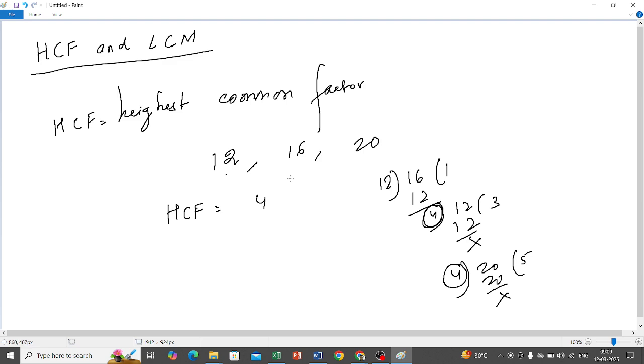Is there any number? Think about it. More than 4 is 5. Does 5 divide 12 and 16? No. More than 5 is 6. Does 6 divide all these? No. 7? No. 8? No. 10? No. So 4 is the largest number. Remember, 4 is the largest number which divides all these three numbers.